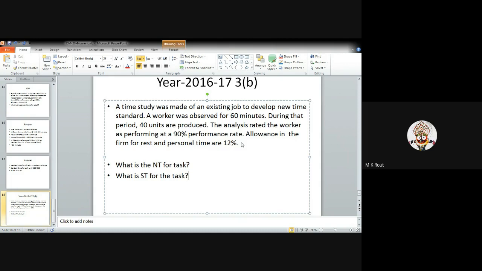For which one is this the answer? Percentage of working. Percentage of working is equal to 150%. 90 divided by 60 into 100, how much? 150. Yes, sir. Okay, moving to the next one, calculating the normal time.